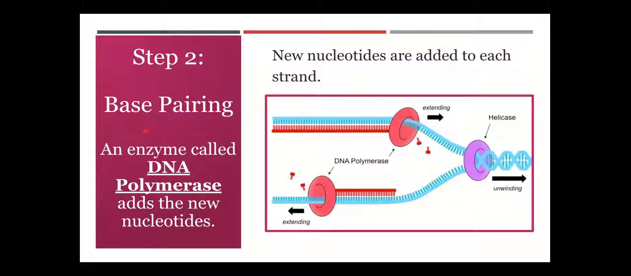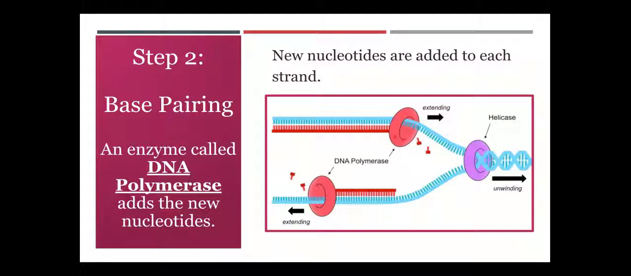So, as I just got ahead of myself a little bit, we have an enzyme at work in step 2. Remember, step 1, that enzyme that was working, that protein molecule that was doing the work, was called helicase. For step 2, in base pairing, we have a different enzyme that's going to do work. That enzyme is called DNA polymerase. And it is the enzyme that is responsible for adding those new nucleotides to each strand.